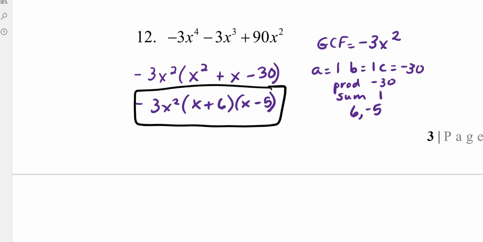Okay, in our next video, we're going to talk about how we factor trinomials where a is not 1. Those take a little bit more work, okay? So go to the next video when you're ready.